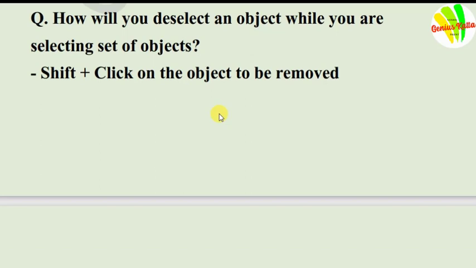How will you deselect an object while you are selecting a set of objects? Answer is shift and click on the object to be removed. Number of times when we are doing the practical in AutoCAD, this happens. That's why you must be aware about this. Shift plus click on the object to be removed.